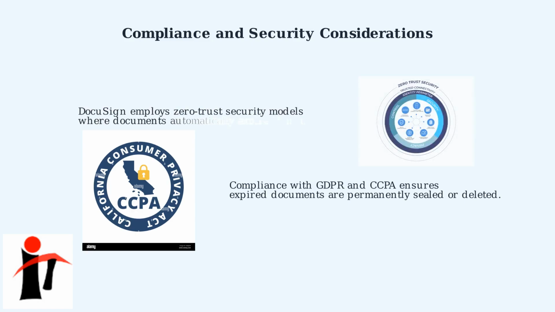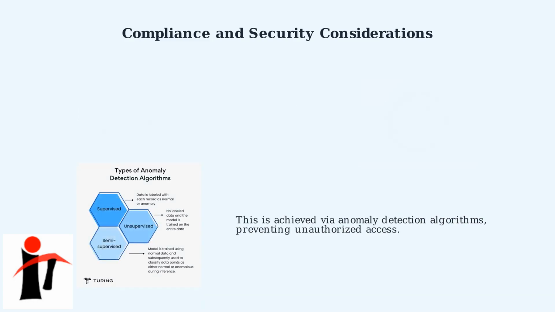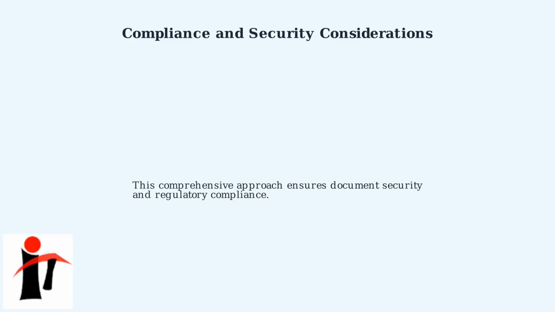DocuSign employs zero-trust security models, where documents automatically expire if unusual access patterns are detected. This is achieved through anomaly detection algorithms that monitor for suspicious activity. Watch how a document's expiration timer counts down, automatically sealing it when time runs out. This comprehensive approach ensures robust document security and regulatory compliance.